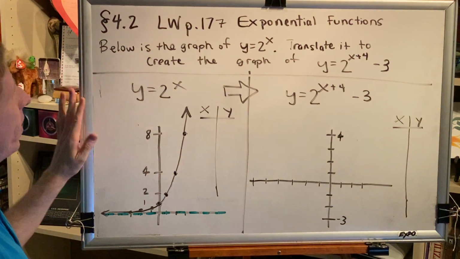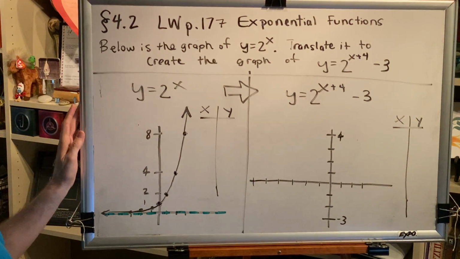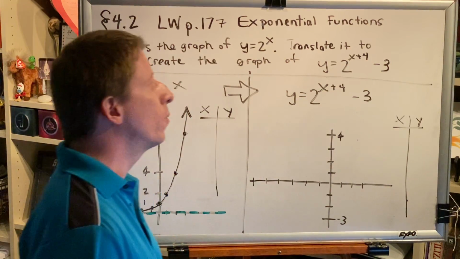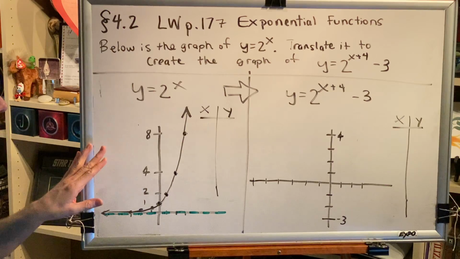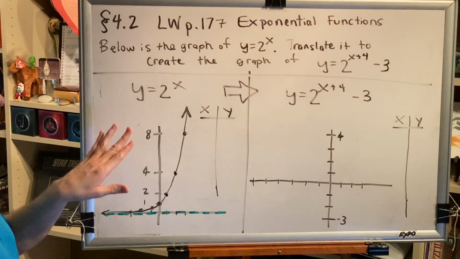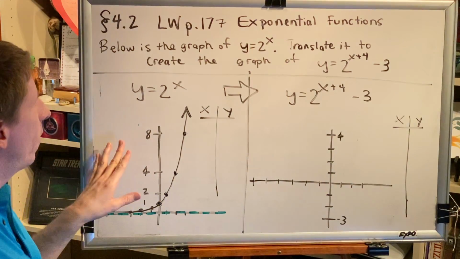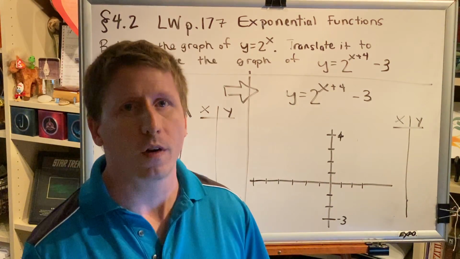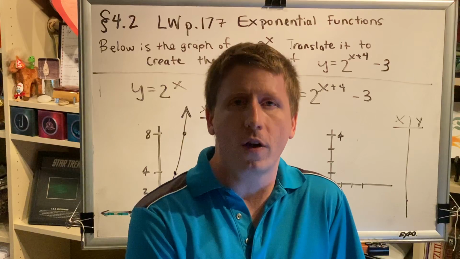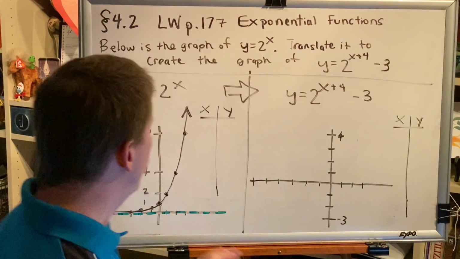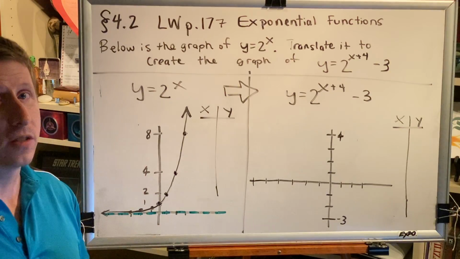Below is the graph of y equals 2 to the x power. Translate it to create the graph of y equals 2 to the x plus 4 power, subtract 3. Okay, so this is a classic example of a parent function and a transformed function. Now, the exponential function was not one of our flashcards from earlier in the semester when we studied transformations. However, it's functioning as one of our flashcards now.